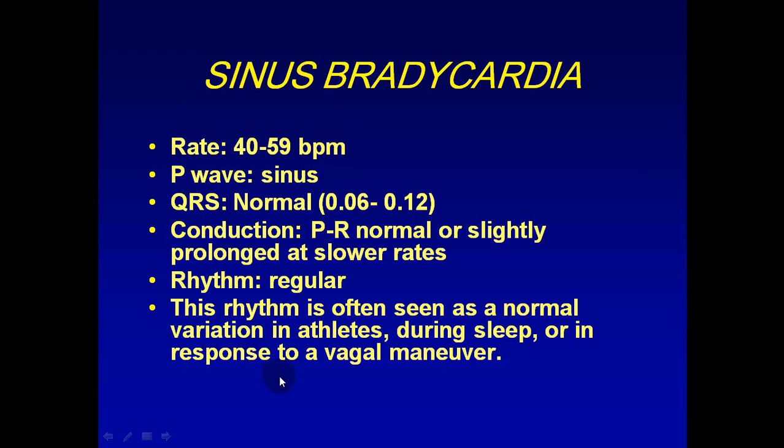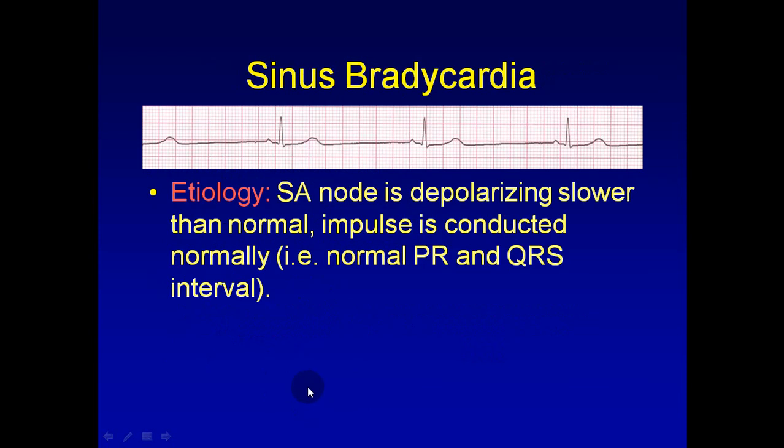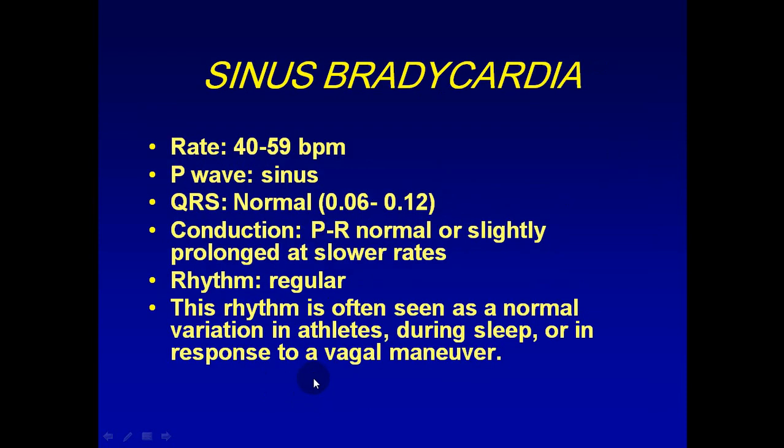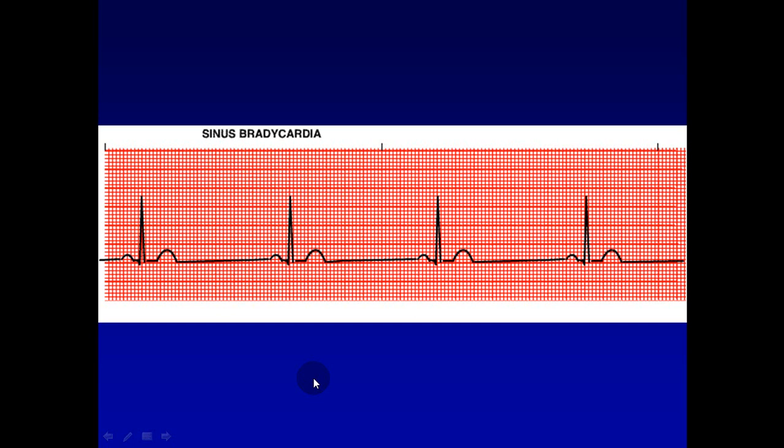This rhythm is often seen normally in athletic people and the physically fit, during sleep, in response to vagal maneuvers, or in some diseases that lead to sinus bradycardia. If we look at this ECG strip, we count the rate: 1, 2, 3, 4, 5, 6, 7, 8, about 35. P wave, PR normal, QRS complex normal, equidistant RR, so it is normal sinus rhythm but slow rate, so it is sinus bradycardia.